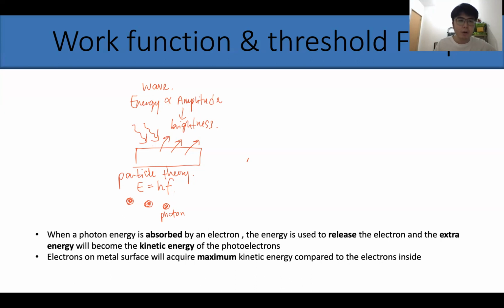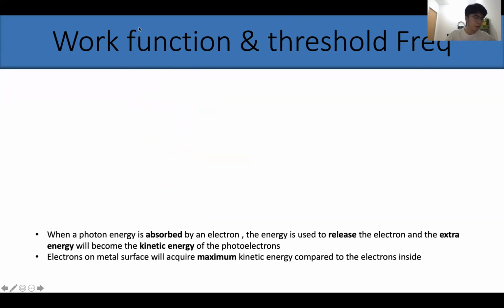Now we move on, and this is the extended part of the photoelectric effect. We will look at what the work function is and what the threshold frequency is. Let's say we've got two metals, metal A and metal B. Metal has many free electrons, so it's a very good conductor of electricity, right?